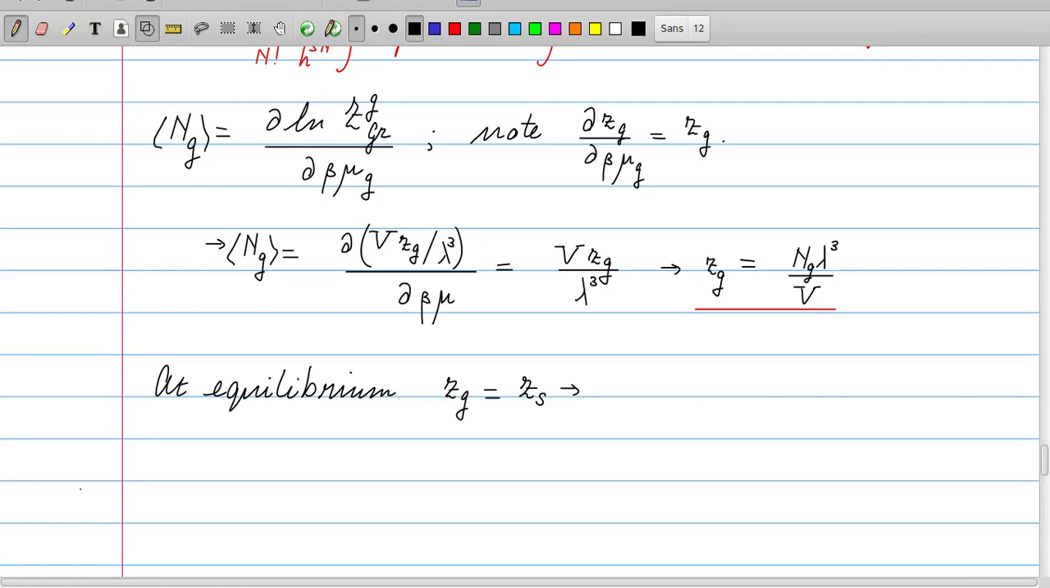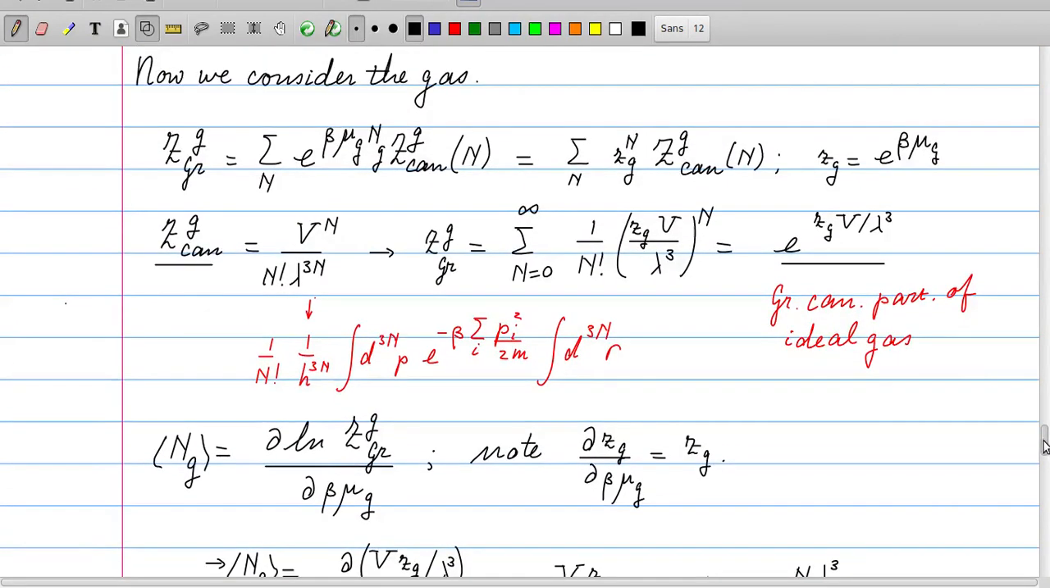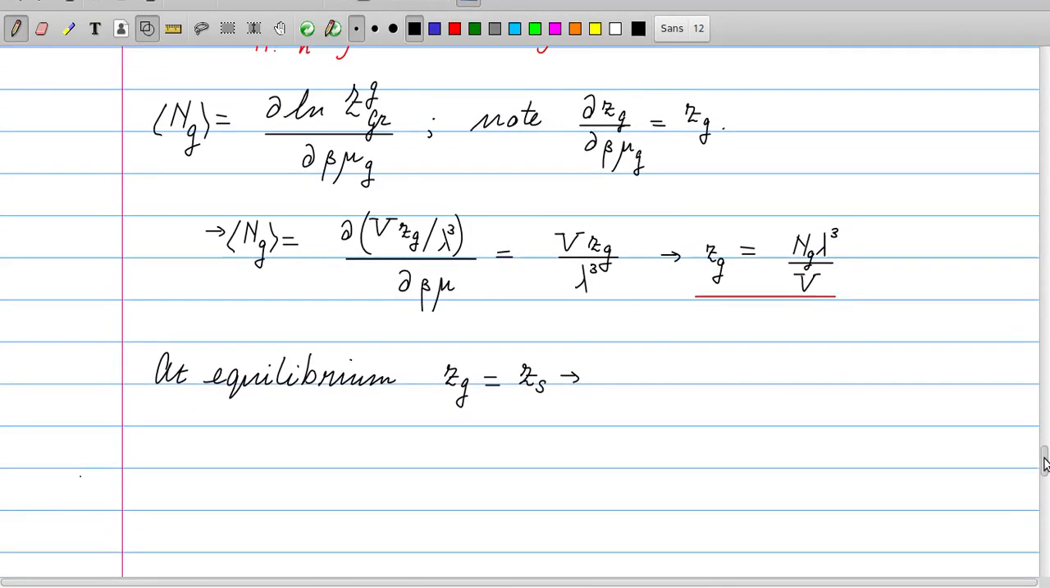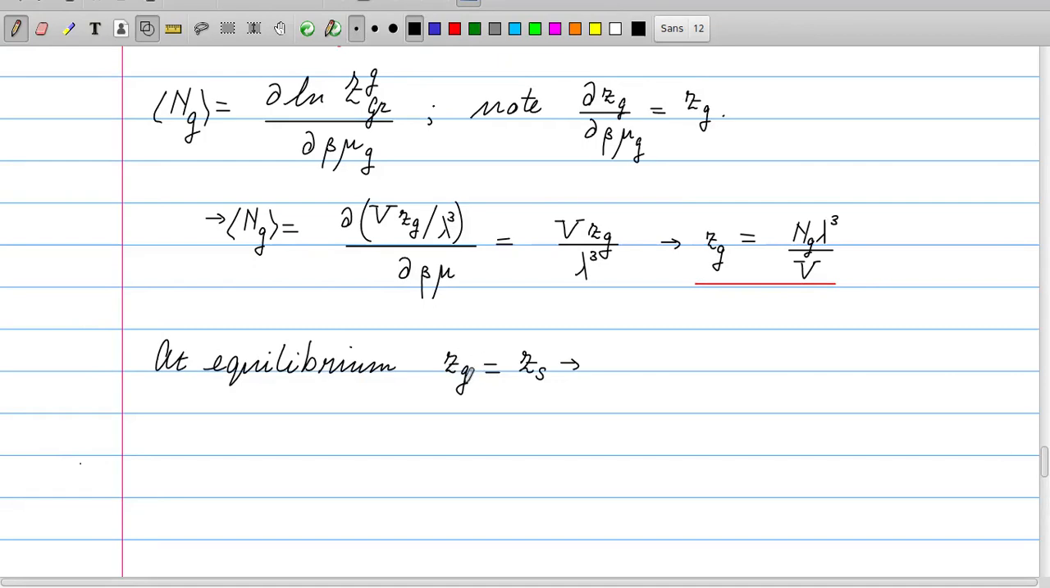Now we consider equilibrium, and in equilibrium the chemical potentials should be the same, and because the fugacity is simply defined as e to the power beta times chemical potential, also the fugacities should be the same, so we have that the fugacity of the gas should be equal to the fugacity of the solid. Mind you, this is the fugacity, so it's e to the power beta mu. It's not the grand canonical partition function. This is a lowercase z in contrast to the uppercase Z, which is used for the grand canonical partition function.